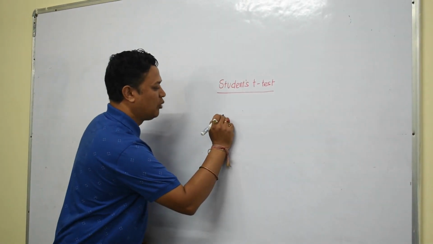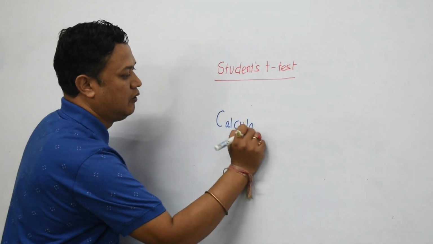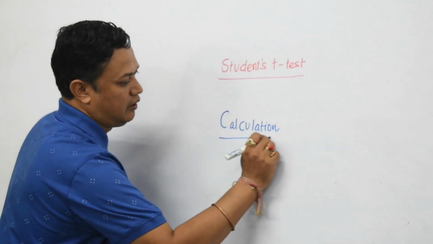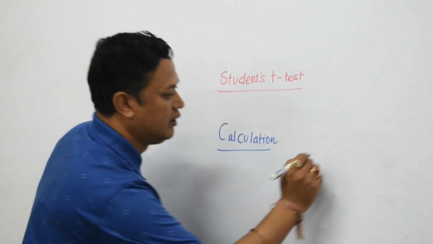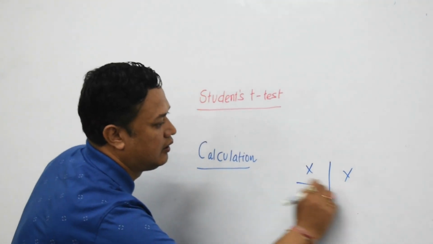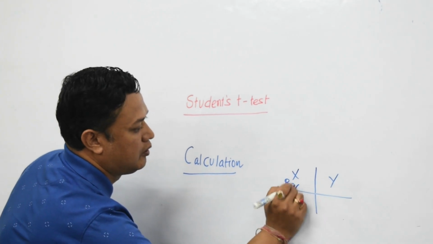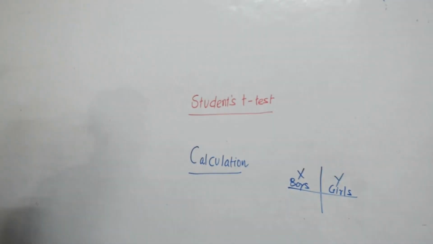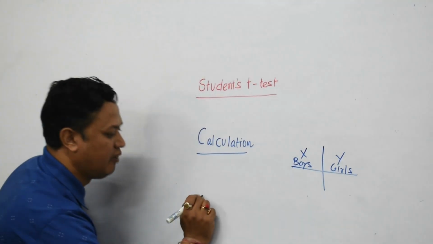Let us see the calculation portion of the Student's t-test. Suppose there are two groups, X and Y, right? I have two groups, X and Y. Say X is boys and we have girls as Y. Now suppose I have to calculate the t-value.